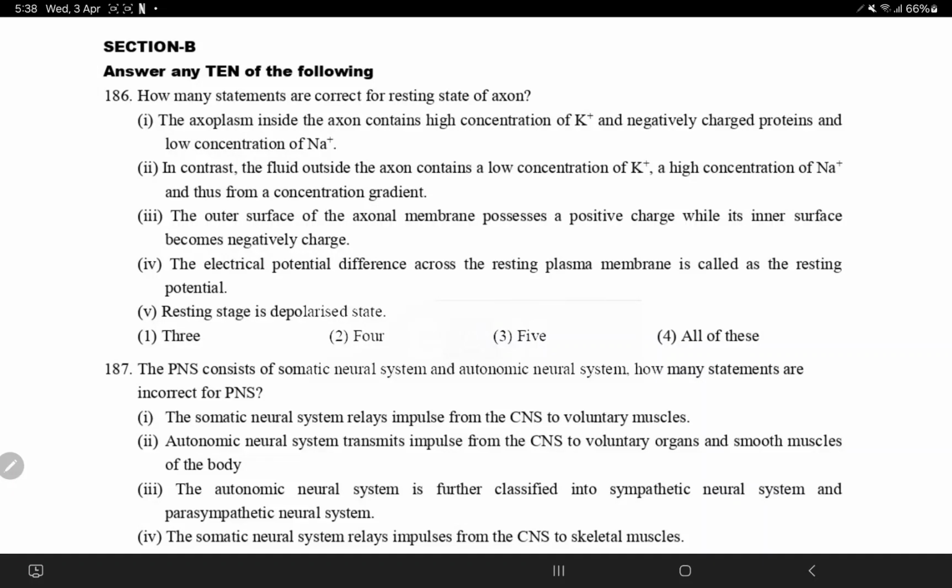Thus, it shows concentration gradient, right? The outer surface of axonal membrane possesses positive charge, while inner is negatively charged, right? The electrical potential difference across the resting membrane, we call it as resting potential, right? Resting state is depolarized state. No, polarized state. So the correct answer is 4 are correct.